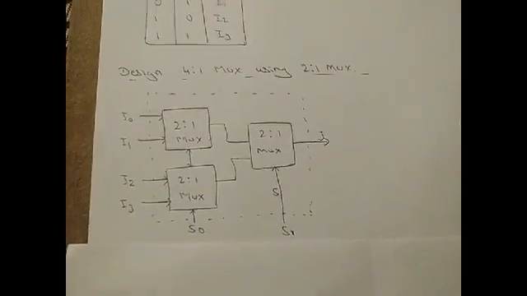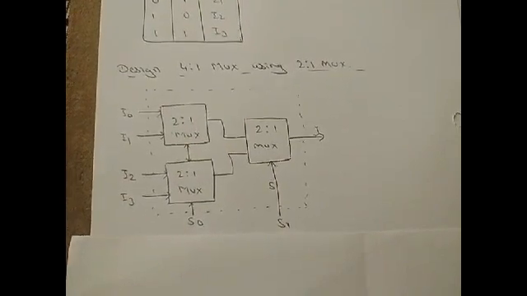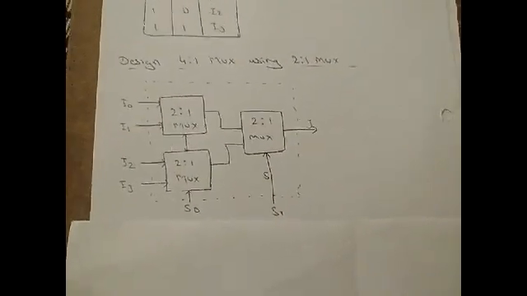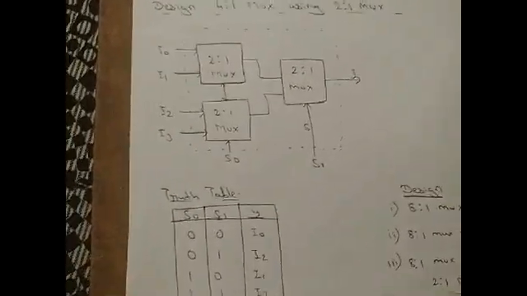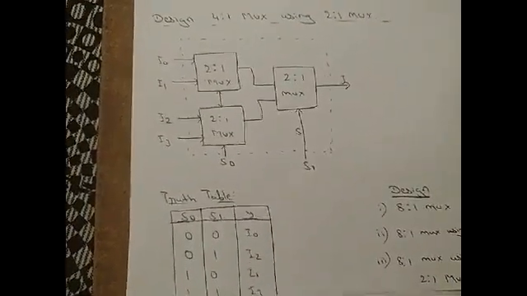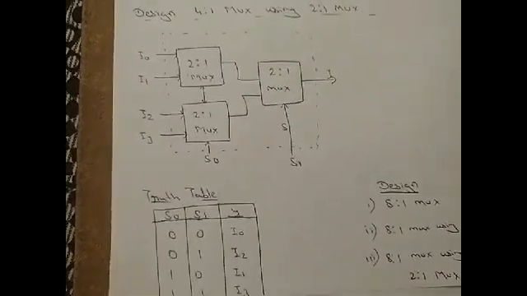short the two 2:1 mux with S0 and 1 with your S1. So this one is the structure of your 4:1 mux using 2:1 mux. Okay, next. So now the truth table varies a little bit.